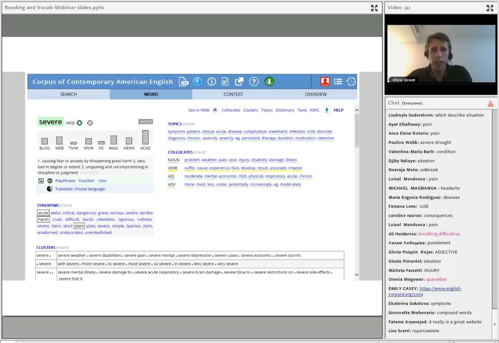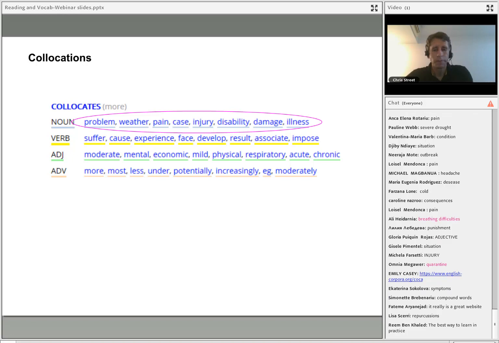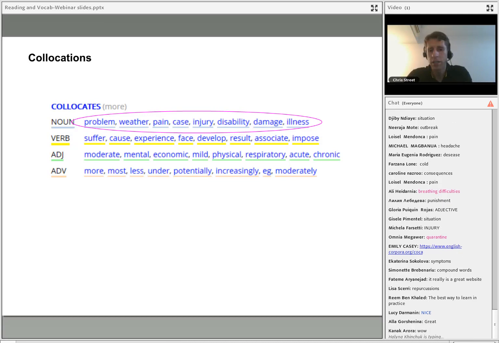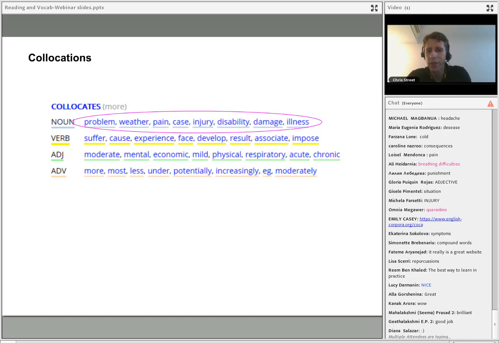And then you're presented with this page, which has a wealth of information there about just one word. Lots of this stuff is useful, and we'll talk about some of it later on. But for now, let's just look at the collocations. So there they are. Let's zoom in. So these apparently are the most common collocations with the word severe. So we've got severe problem, severe weather, severe pain, severe case, severe injury, severe disability, severe damage, severe illness. So these are like the top 8 that appear in the corpus, and this is a fantastic tool. I think this covered most of the ones that we had in the chat box down there.